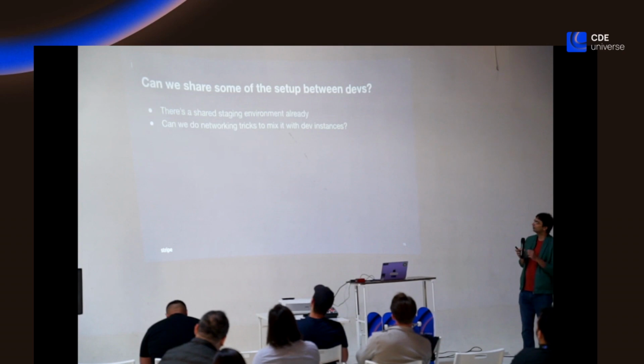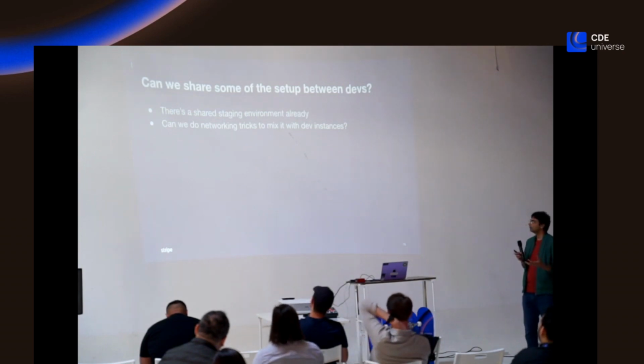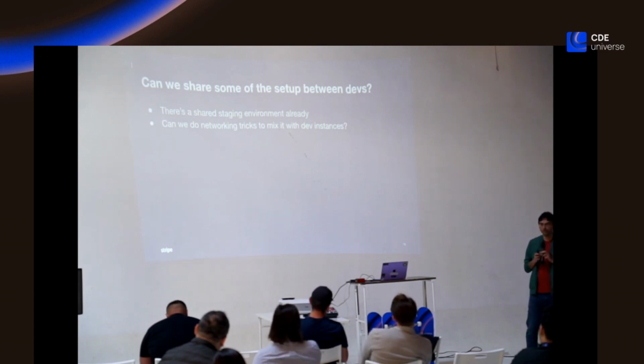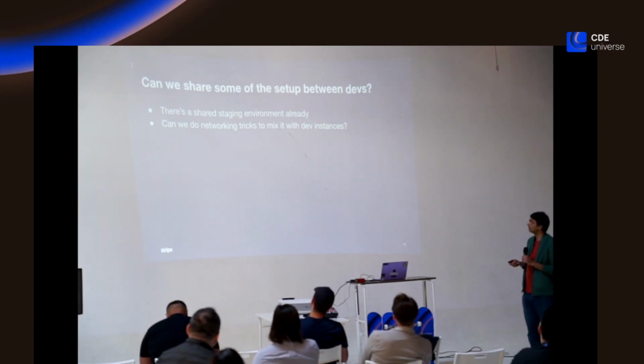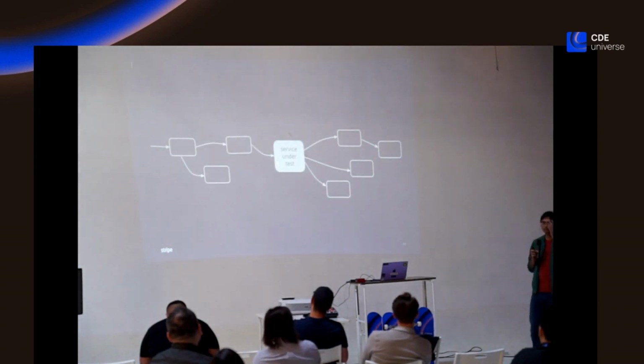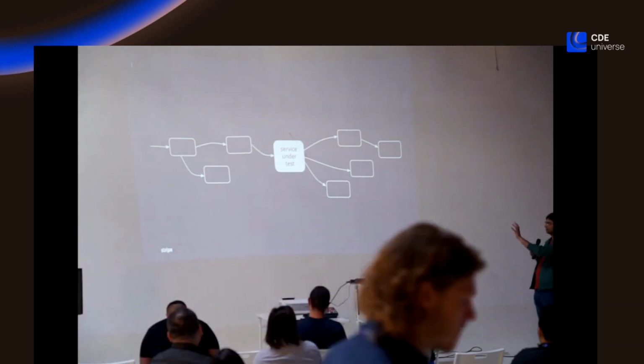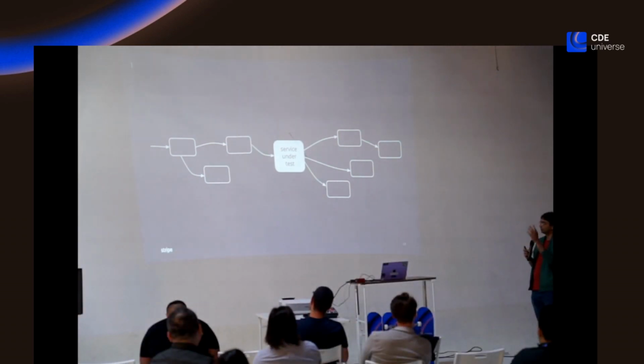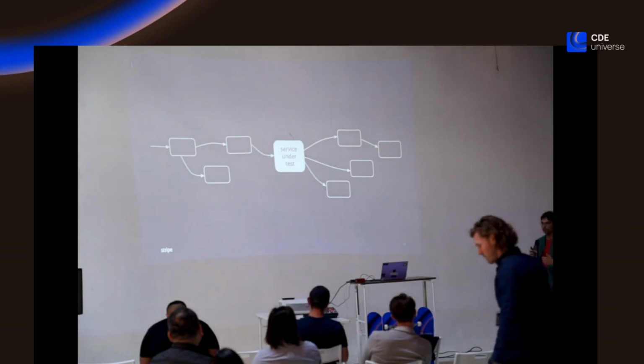One more thing is that we have this shared staging environment. Are there tricks we can do to actually leverage that in the dev environment itself? Let me draw a picture. Let's say this is the service that you're testing in the middle, and there are various other services that you need if you want to actually test the system end to end.